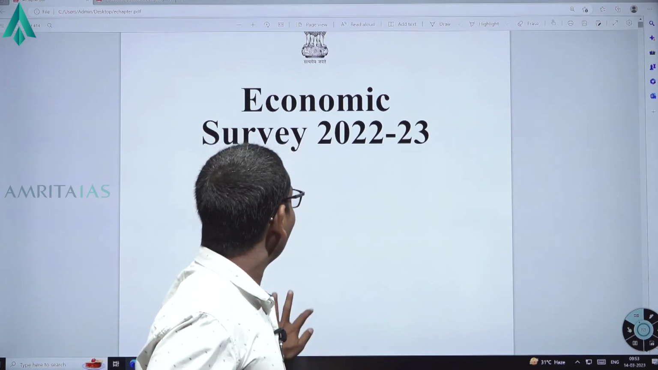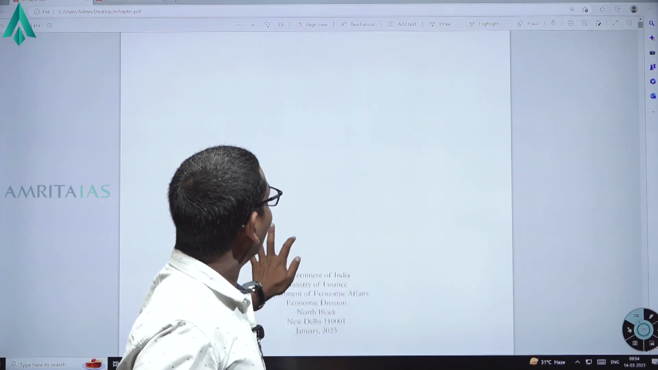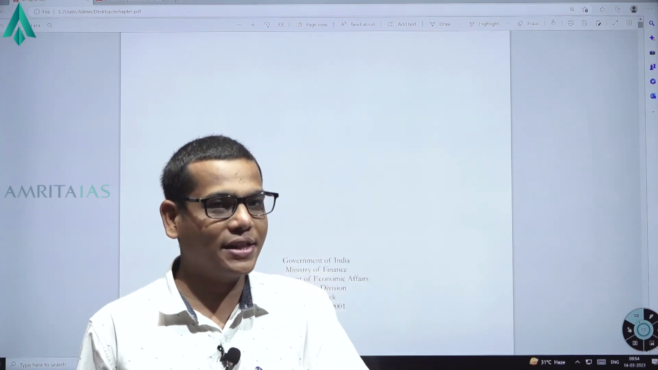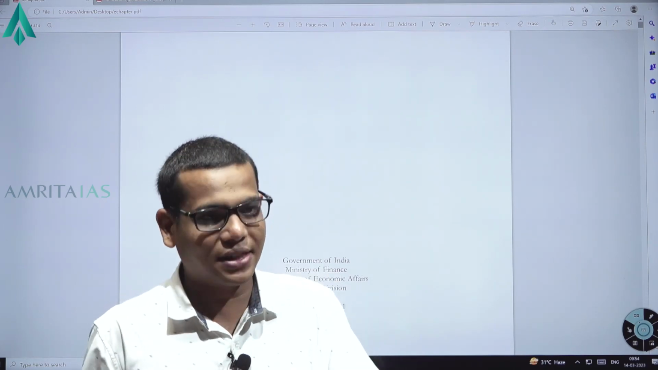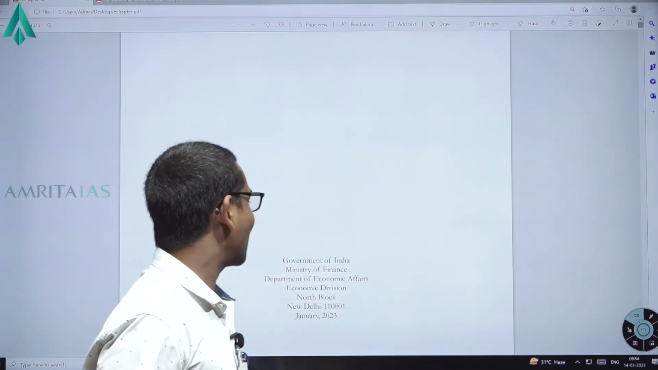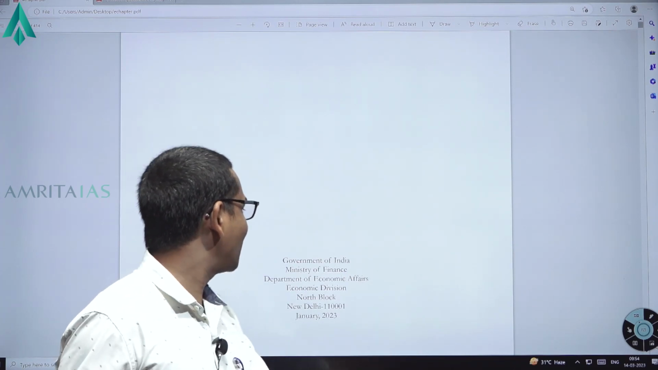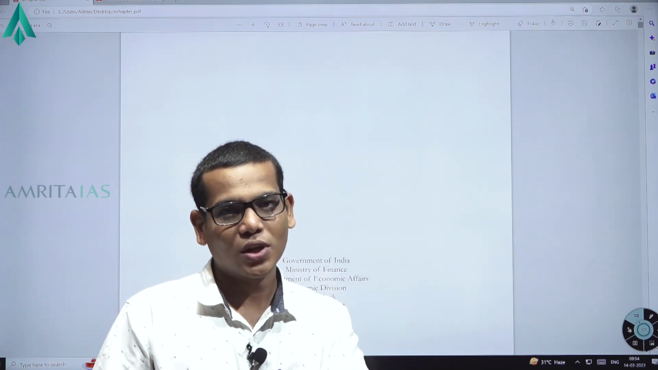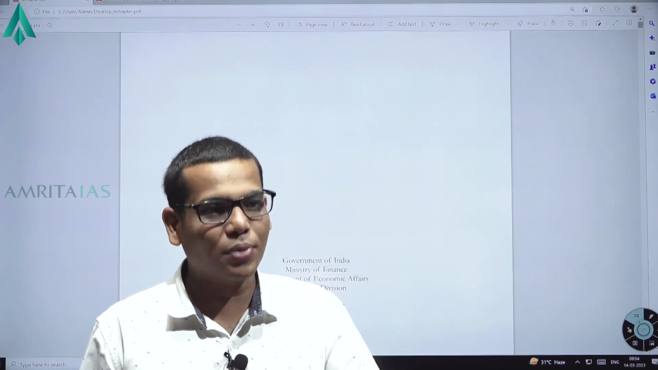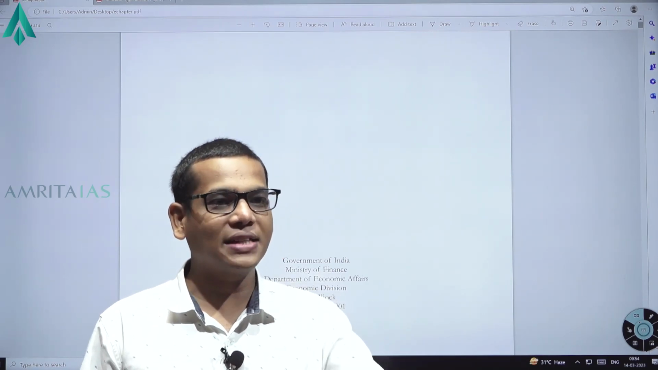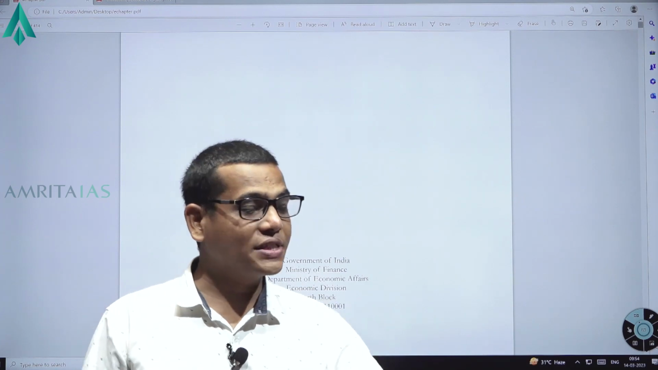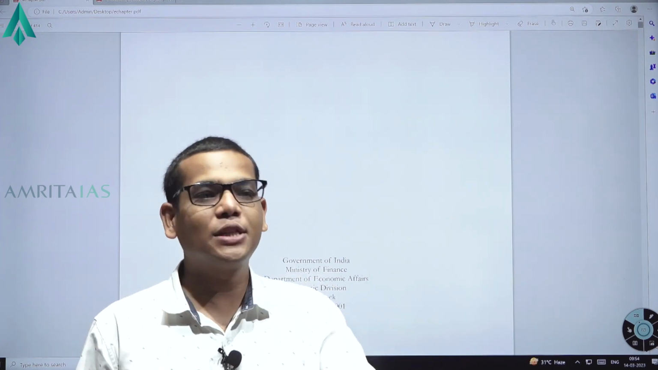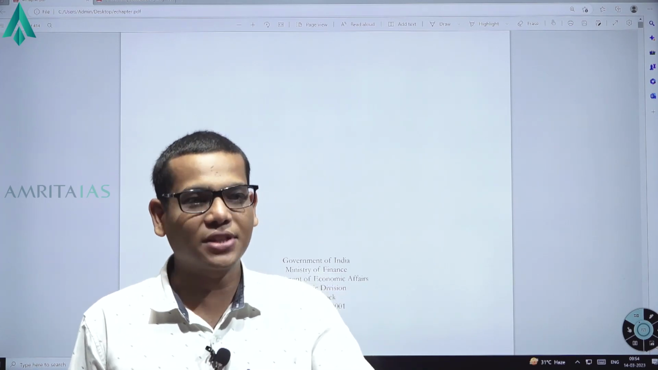So economic survey is submitted to the parliament by the finance minister and it was prepared by the chief economic advisor, and chief economic advisor works in the Department of Economic Affairs under the Ministry of Finance, because the departments are very important. Already UPSC has asked a question related to which department prepares the budget. So you may get a question which department prepares the economic survey.